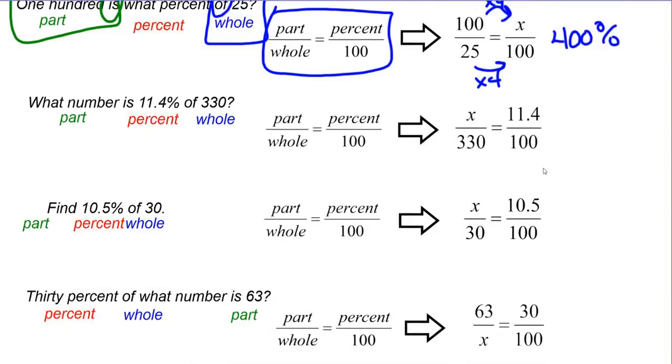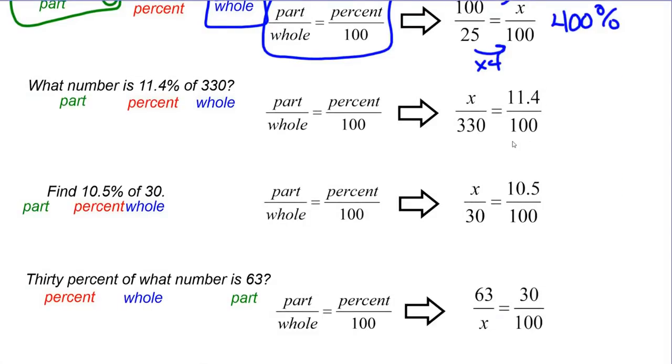Next, what number is 11.4% of 330? So what number is, that's going to be the part. So the part is missing. We know the percent, and we know the whole.